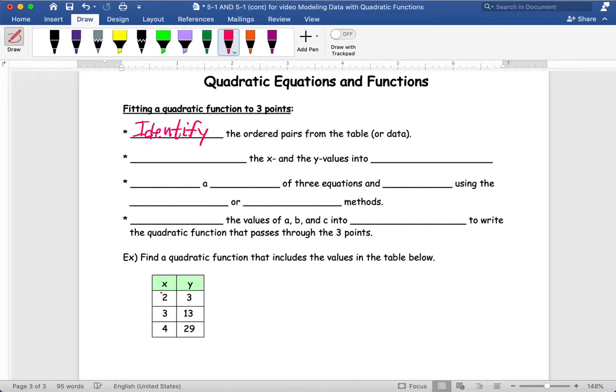All right, here's my table. Folks, this is really just ordered pairs. Okay, I can put parentheses on it. This is x comma y. Okay, identify the ordered pairs. Okay, we got them.